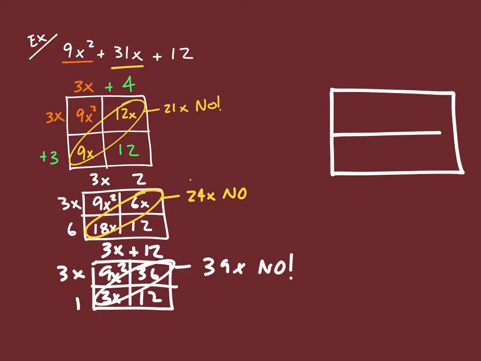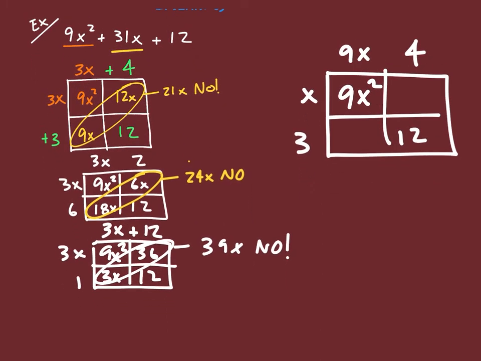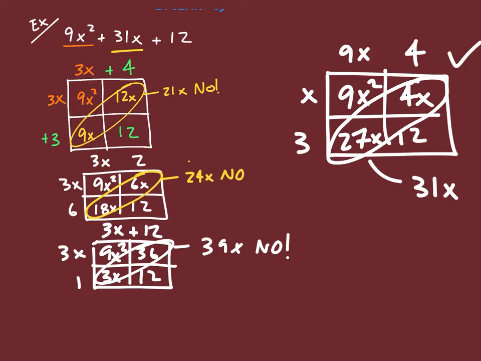All right, let's try using 9x squared goes here, 12 goes here. Let's try 9x, and let's try x. So let's do this. Let's do 3 down here, and let's do 4. And sometimes you can kind of do the math in your head before you actually get there. But this is going to work. So we've got 4x, and then we've got 27x. And when I add these together, that does give us 31x. That means that this works. So we can factor this to 9x plus 4, and then x plus 3.